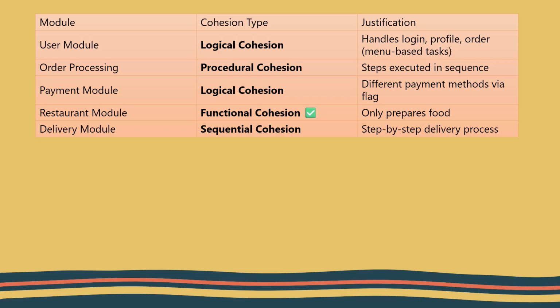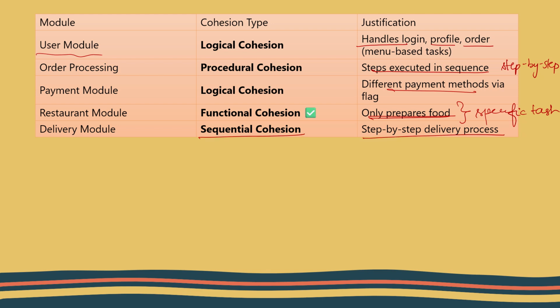Next cohesion, user module logical, handle login, profile, order. Order processing, steps, step by step. It is written there in the case study also, step by step. Payment, logical, restaurant functional, only prepares food. A specific task. Delivery module, sequential cohesion, step by step.